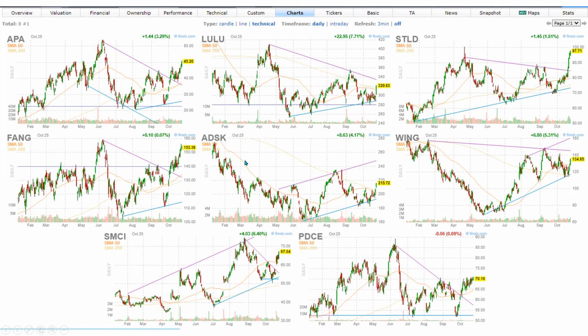Autodesk, this one I was looking at. So you can see the downtrend coming here, and now this has changed trend. So it looks like the trend has changed from the down, and it's starting to put in a higher low type of pattern there. As with Wing, SMCI was the other growth stock.